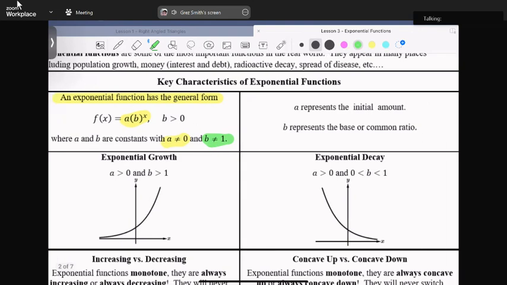Some bits and pieces we do know about this is that a represents the initial amount. This is where it's crossing the y-axis. a represents the initial amount. This is when we're referring to general form. b represents the base, or if we're talking about a geometric series, it's the common ratio. And then we get two types of graph.